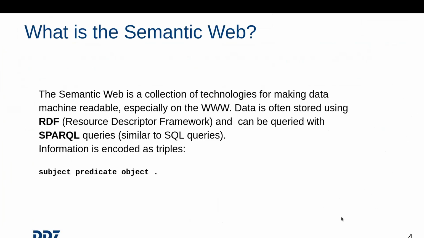The second technique that we use for our work is the semantic web, which is a collection of technologies that have the purpose of making data machine readable, particularly on the World Wide Web. Most often the data itself is stored in the Resource Description Framework, which encodes information in triples such as this that have a subject, a predicate, and an object. This data can then be queried using SPARQL, which is a query language that looks very similar to SQL queries.